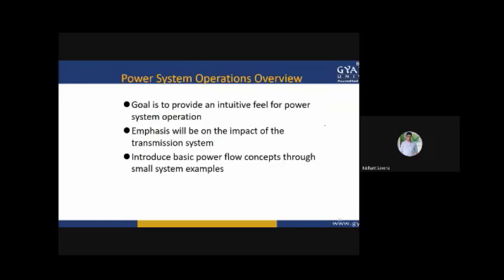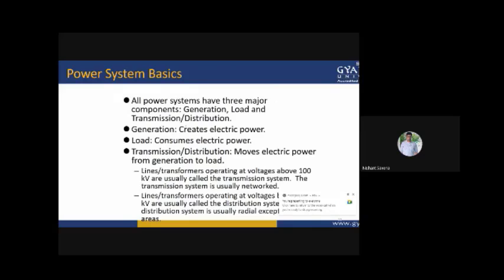So what are the power system operations? The goal is to provide an intuitive feel for power system operations. Emphasis will be on the impact of the transmission systems. We introduce the basic power flow concepts through small system examples. So what are the basics? Let me introduce you. What are the basics of power systems?